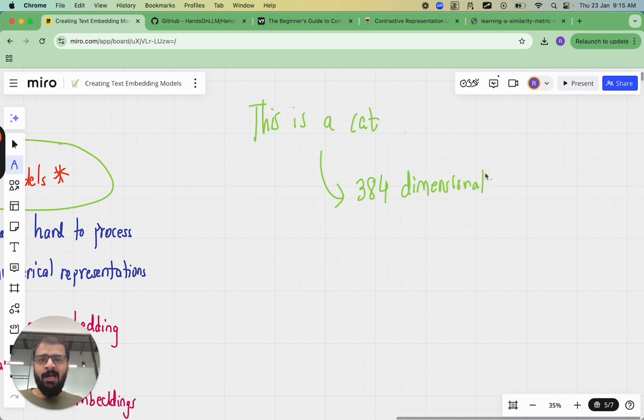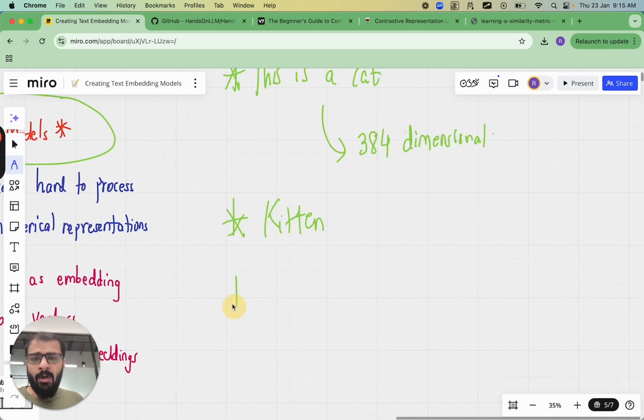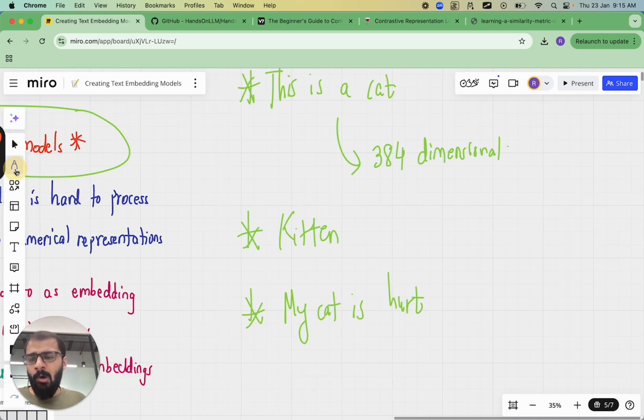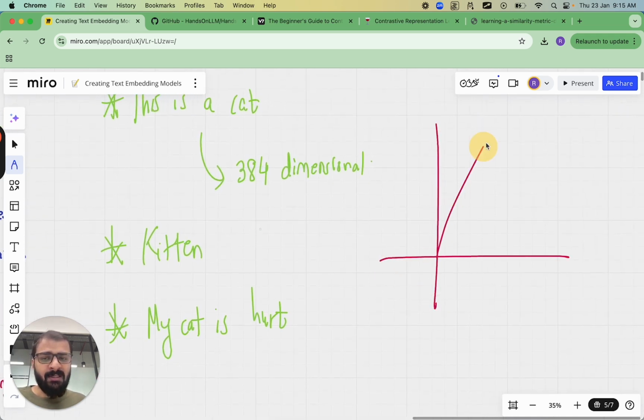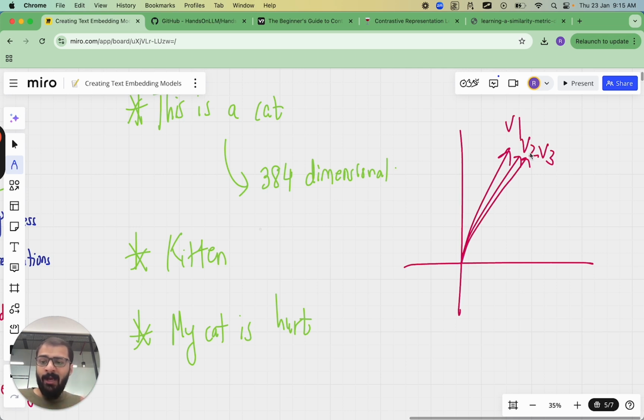How do we do this such that the vector for "this is a cat" and, let's say, "kitten," or let's say "my cat is hurt," are converted into text embeddings whose vectors lie close to each other because they are semantically similar. So if this is vector 1 for the first sentence, this is vector 2 for the second sentence, and this is vector 3, I want v1, v2 and v3 to lie closer to each other in the vector space. I am just showing a two-dimensional space here for the sake of simplicity, but in higher dimensional vector spaces also I want these vectors to be closer to each other.